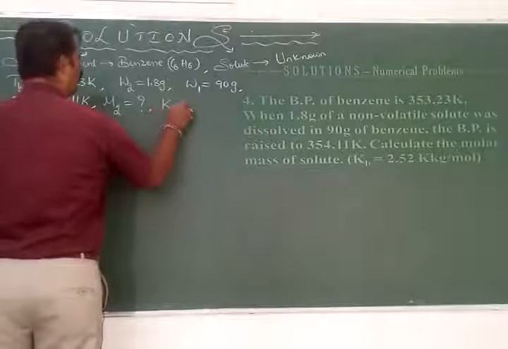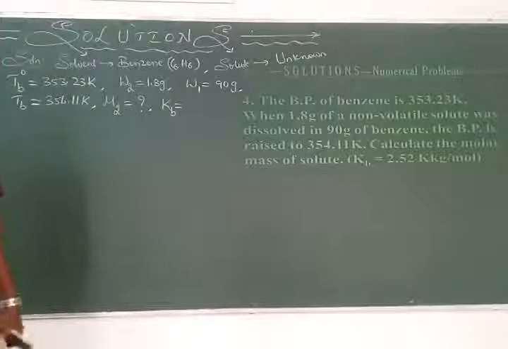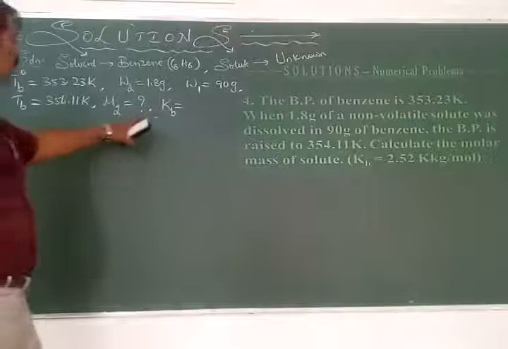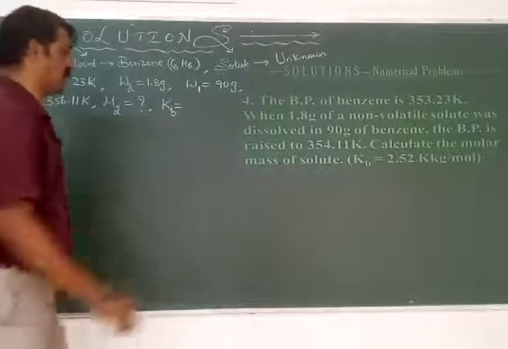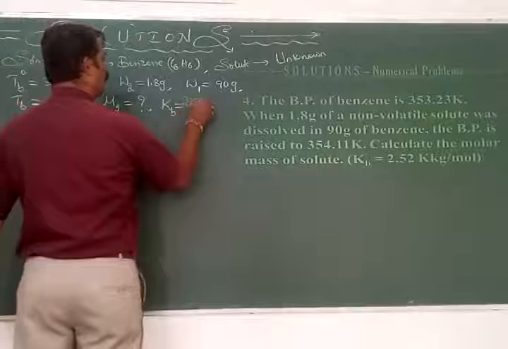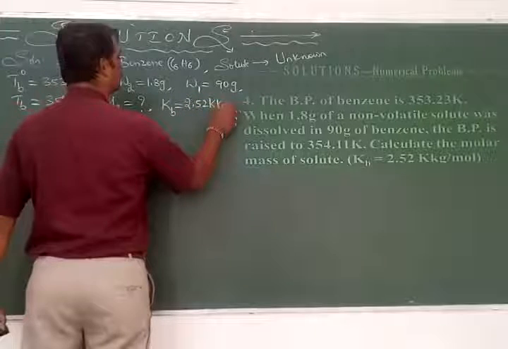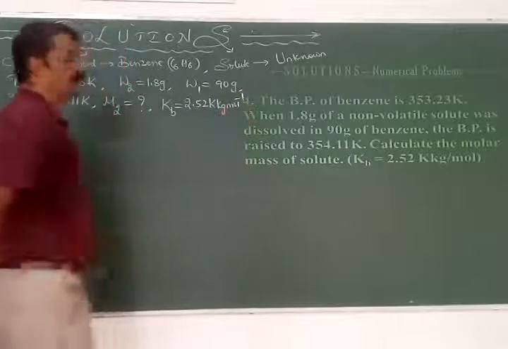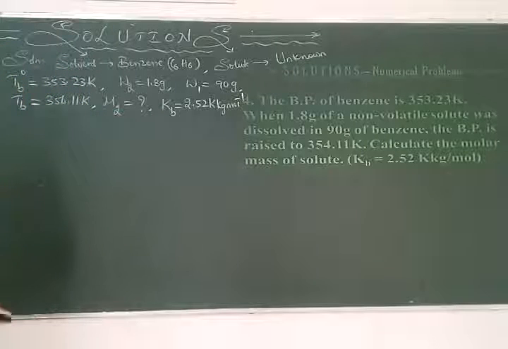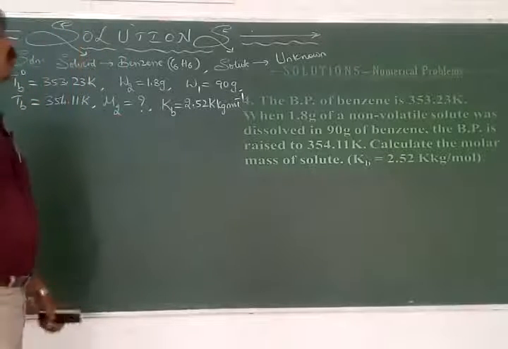Also, the molar elevation constant or boiling point constant, also called the ebullioscopic constant, having the symbol Kb, is directly given as 2.52 Kelvin kg per mole. That is the Kb value here.